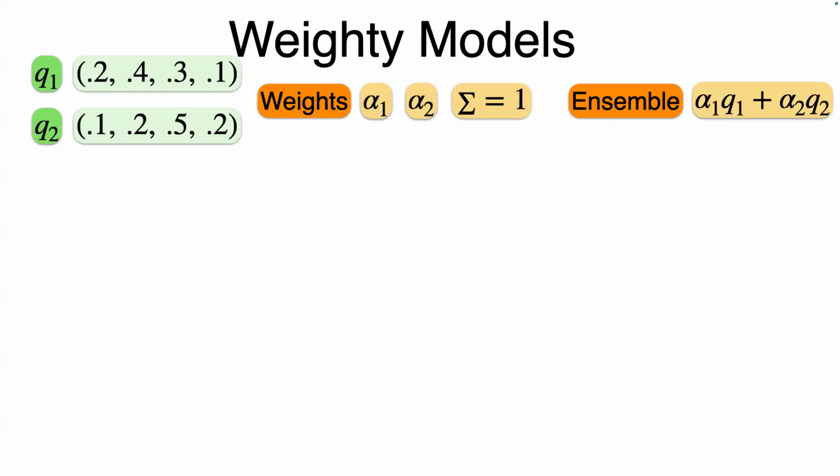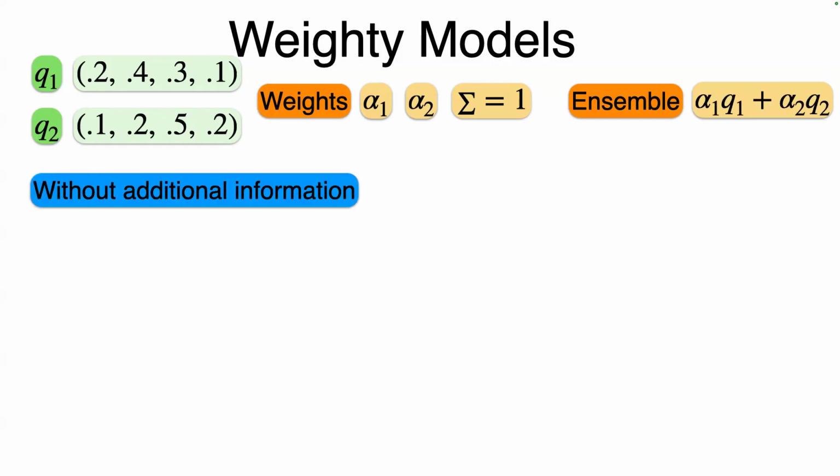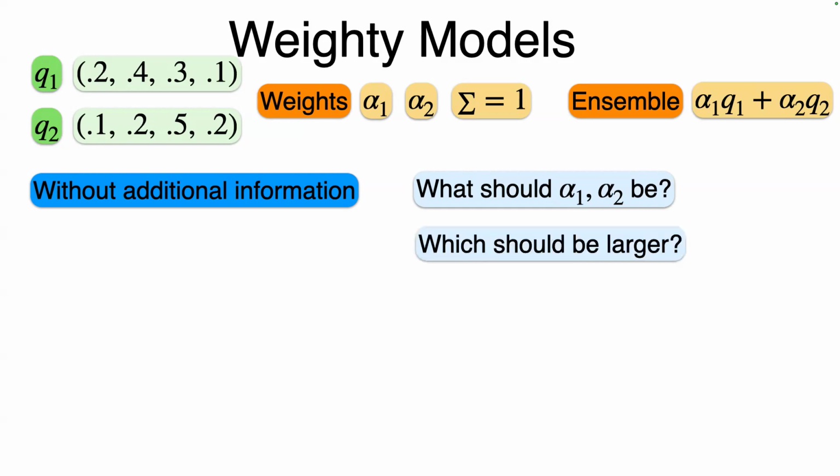So a natural question to ask is, if I don't give you any more information, I just give you the output of this estimator and the output of the other estimator, so two estimators, and I want to create this, what should alpha 1 and alpha 2 be? What would you say they should be? That's obviously a tough question to answer right away. So let's make the question a little easier, and just say which one should have a higher value. Which one should we give a higher weight, this estimator or this estimator?